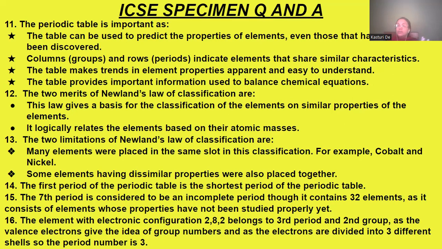Okay, because the properties of these elements were not yet properly studied. Still, we know that it contains 32 elements, but their properties were not studied properly yet. That's why this period is incomplete, the seventh period.